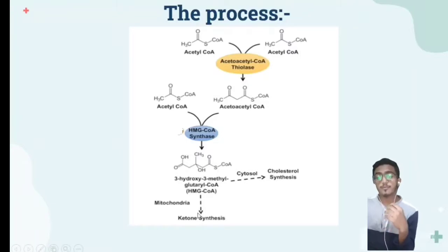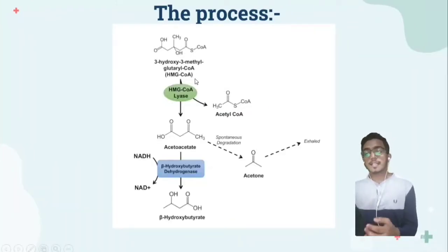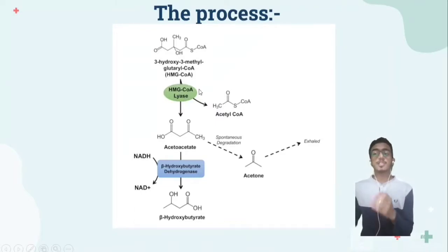But in this case, we are producing ketone bodies, which will occur in the mitochondria. So the HMG-CoA in the mitochondria will drive the process to ketone synthesis. The HMG-CoA can undergo hydrolysis in the presence of HMG-CoA lyase. This enzyme will break down HMG-CoA into acetyl-CoA and also acetoacetate.